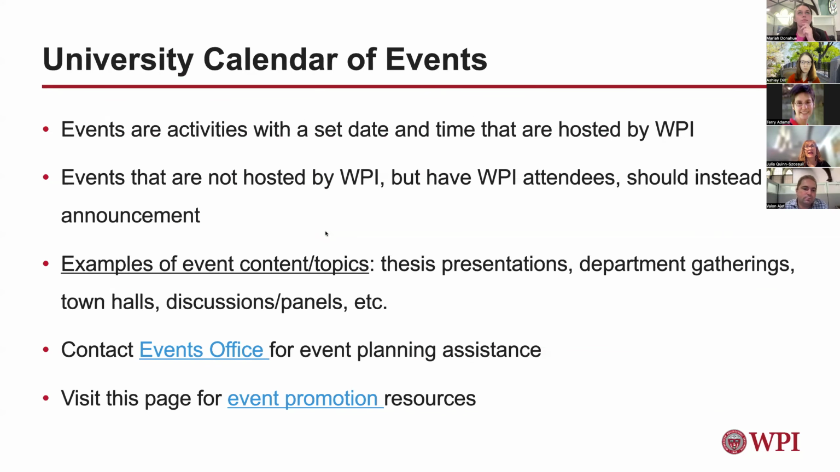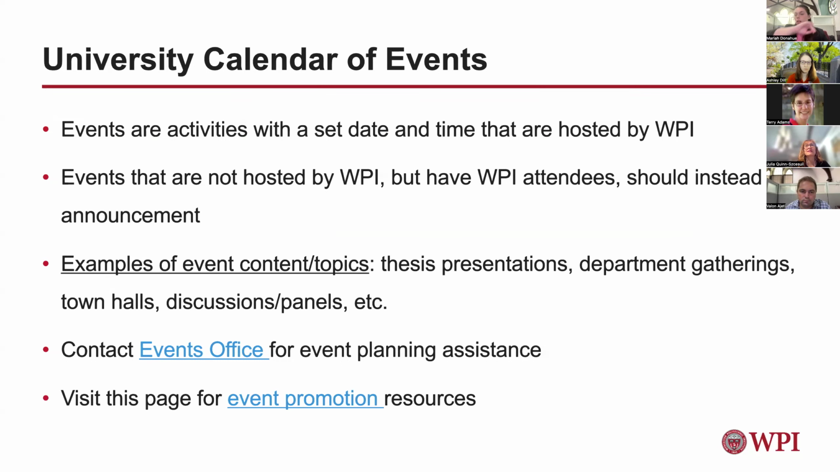So the university calendar of events. The university does have a calendar. It's called the university calendar, and it is specifically about all of the events that are taking place on campus. They have a set date and a set time. They are hosted by WPI. If, like we said, they're not hosted by WPI, even if there are WPI attendees, it should be an announcement.